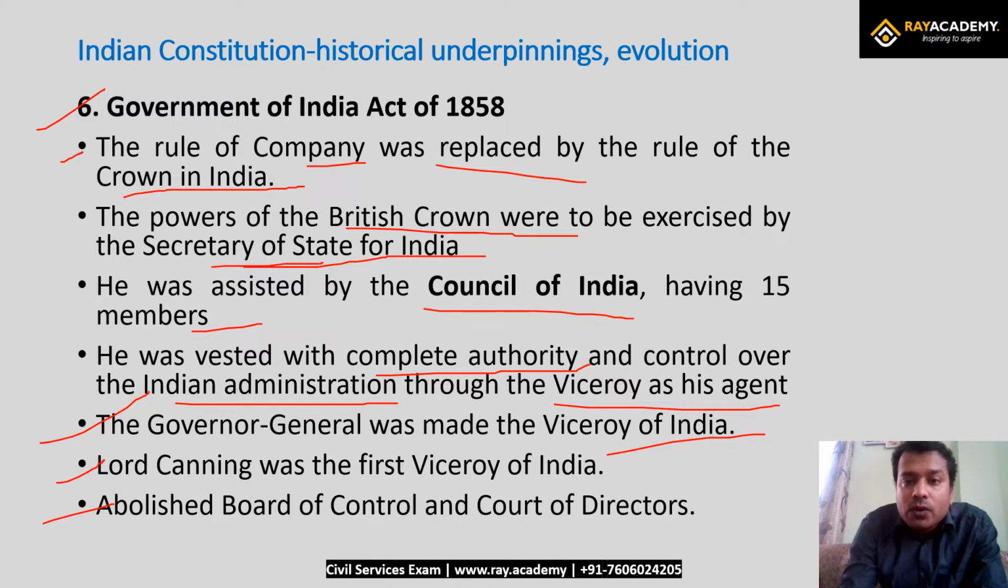So a couple of important points you need to understand: if the question comes by which act for the first time the rule of the Crown is placed, the answer should be the Government of India Act of 1858. At the same time, the transition from Governor General to the Viceroy of India also happened with the Government of India Act of 1858.